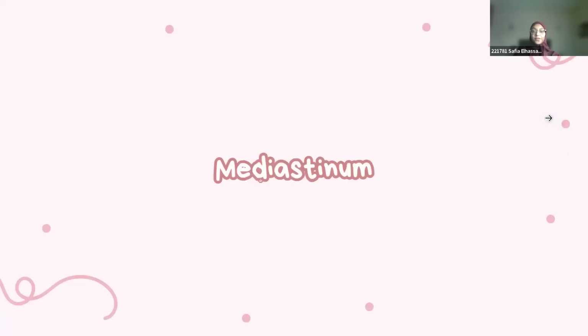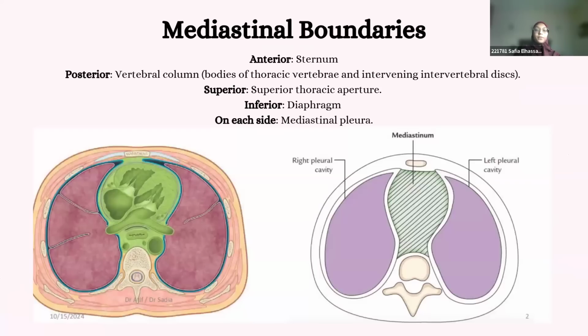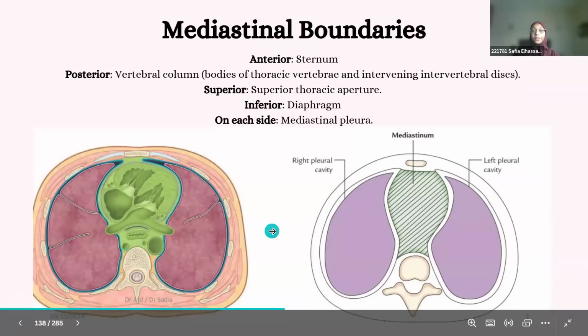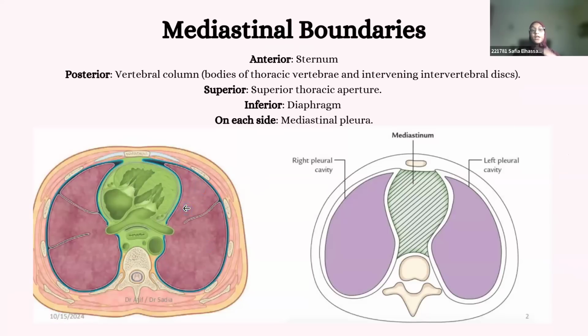All right, now let's move on to the mediastinum. So the mediastinum is a 3D space that is located in your thoracic cavity. Anteriorly, it is bound by the sternum. Posteriorly, it is bound by the vertebral column. Superiorly, which you can't see in this image, it would be the superior thoracic aperture up here, and inferiorly, it would be the diaphragm.